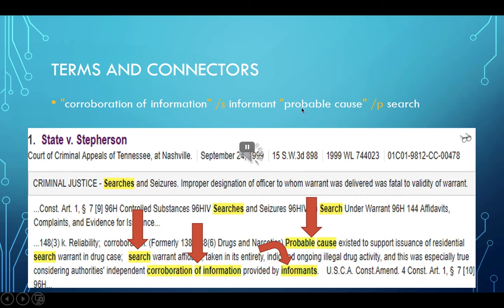And then we had "probable cause" in quotations /p search, which means we wanted probable cause in the same paragraph as the word search. So when we put all of these terms and connectors into the search, the only case that popped up was State versus Stepherson. And as you can see, probable cause is in the same paragraph as the word search, and corroboration of information is in the same sentence as the word informant.